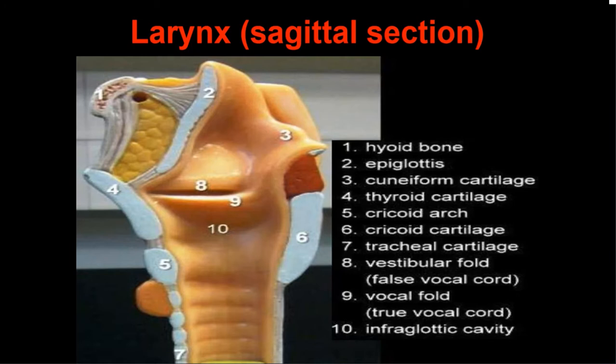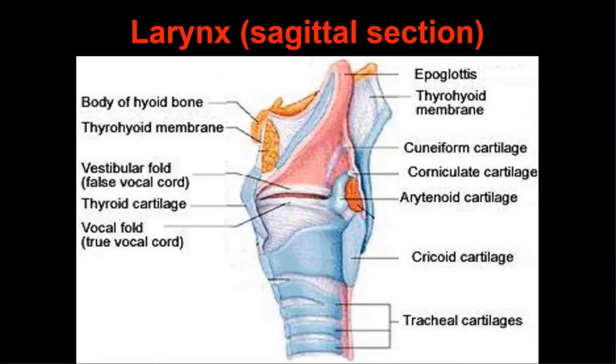This is a sagittal section of the larynx: hyoid bone, epiglottis, pre-epiglottic space, hyoepiglottic ligament. This is the cuneiform cartilage. Within the aryepiglottic fold, there is a cuneiform cartilage, thyroid cartilage, cricoid cartilage, vestibular fold or false vocal cord. Ninth one is the true vocal cord. Below the vocal cord, there is a subglottis. This is the same picture, sagittal section of the larynx.